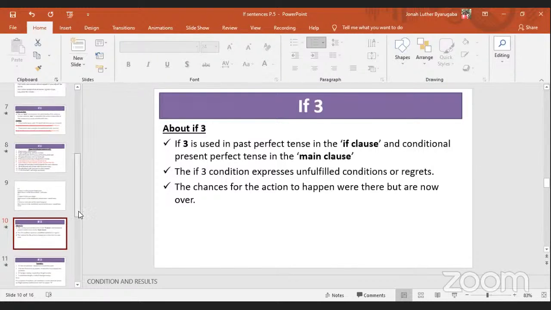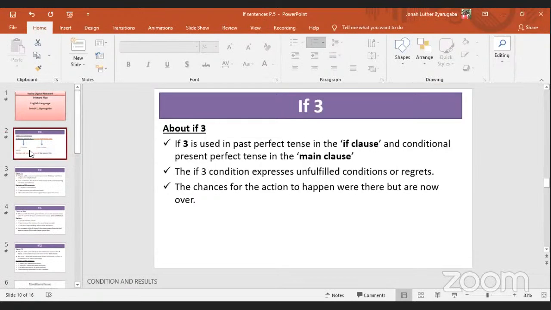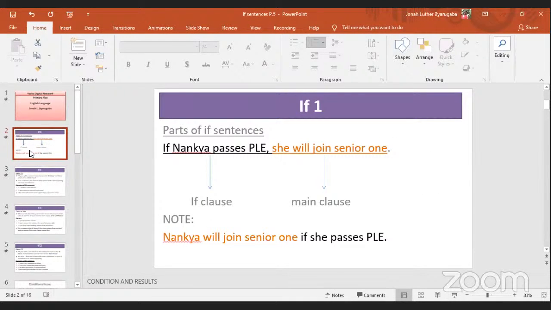Let's get back to our number one. Now that you've learned how to form the past perfect tense, can you express the if clause of that sentence in the past perfect form or the past perfect tense?